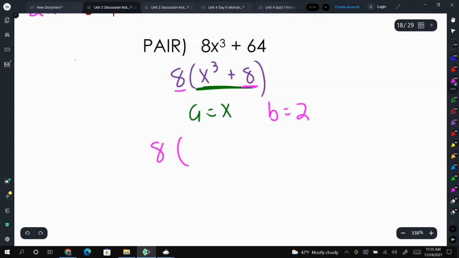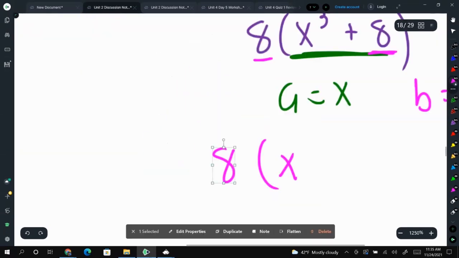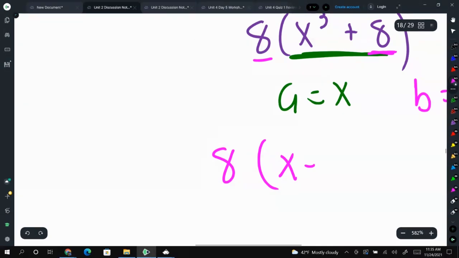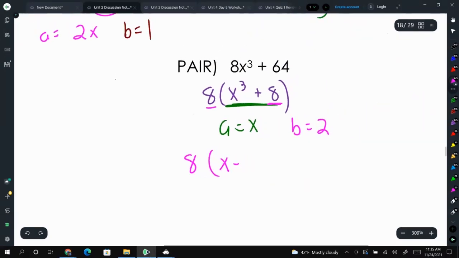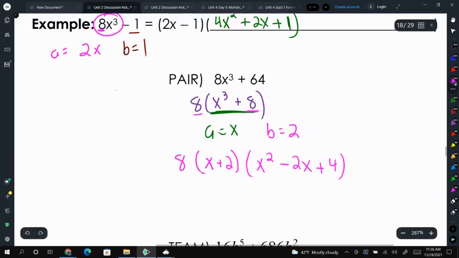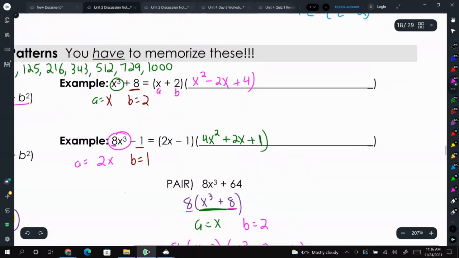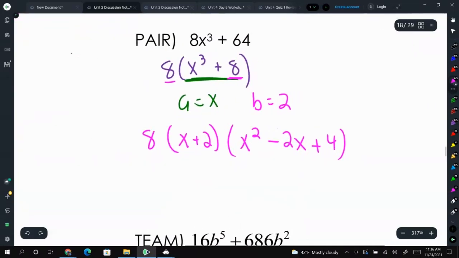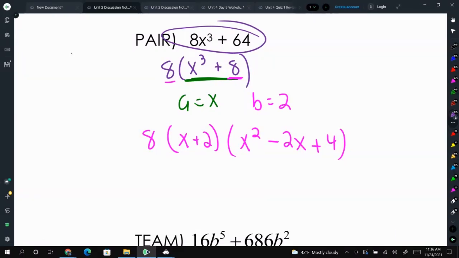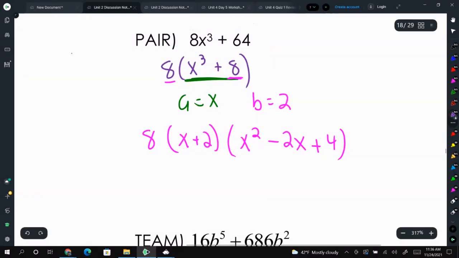So then we can use our formula. Don't forget about this 8. So we have 8 times x plus 2, because we're at the sum of cubes, times x squared minus 2x plus 2 squared, or 4. And like I said before, if you are unsure if you factored this correctly, you could always multiply this all out and you should get the original. I know that's a lot to do, but it is a way to double check.